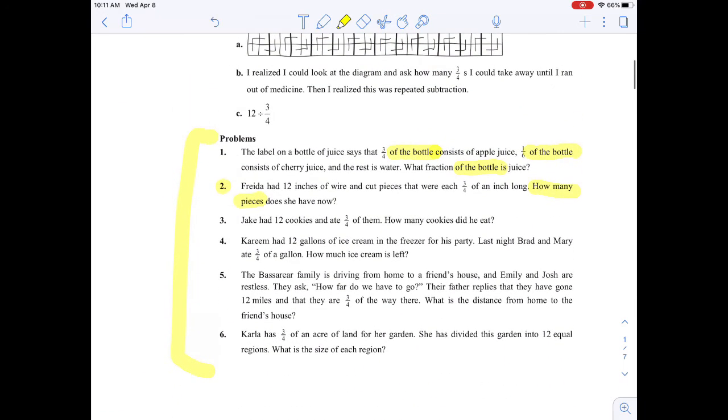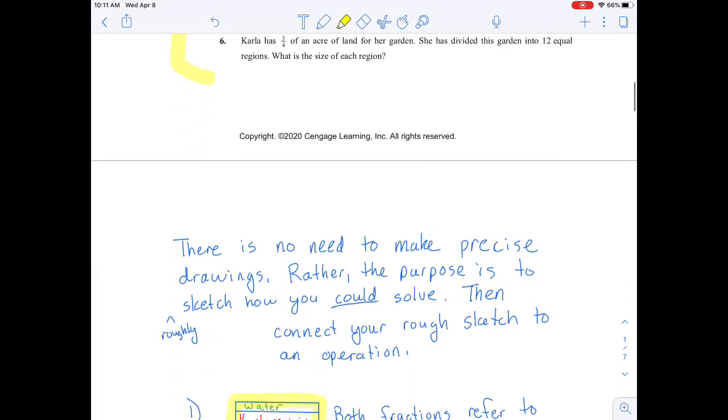All right, third problem. Jake had 12 cookies. He ate 3/4 of them. How many cookies did he eat? Let's look at our units. 12 cookies, 3/4 of them. So what do I have here? I have 3/4 of the cookies. 3/4 of the 12 cookies sounds like multiplication.